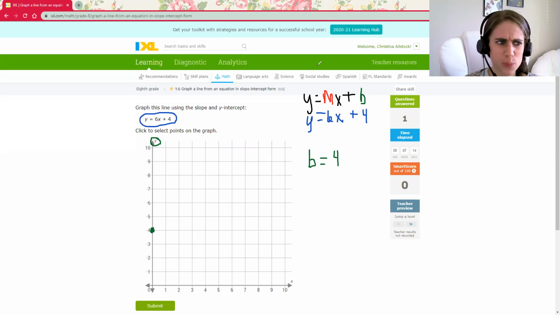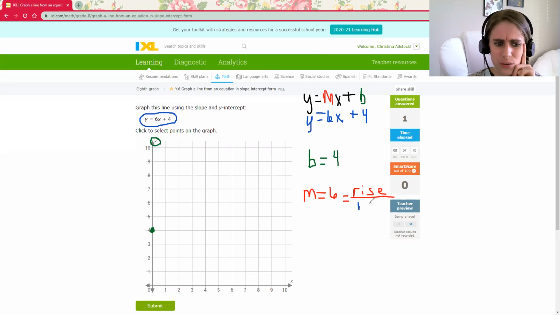All right, how about our slope? Because we need a second point, so we need to figure out how much it's moving. Our slope is 6. Now, we had said on that last question that our slope was rise over run.